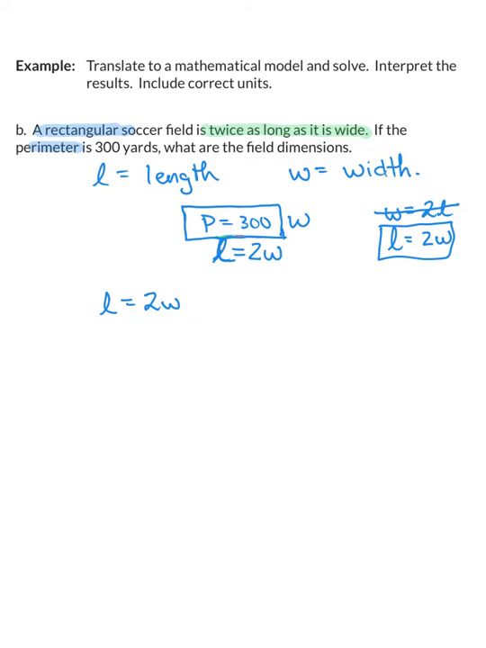Now, the second equation is a formula. It says the perimeter is 300 yards. So if my perimeter is 300 yards, I need my perimeter formula. Remember that the perimeter formula is P equals 2L plus 2W, and I want to plug 300 in for P. So now we have our mathematical model.